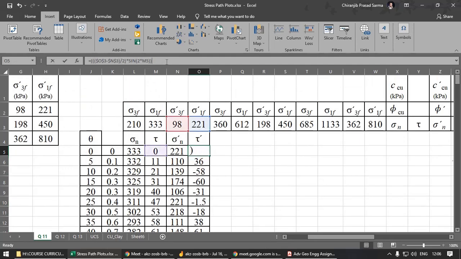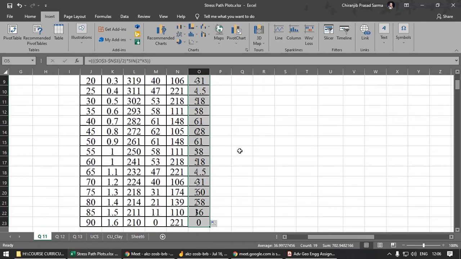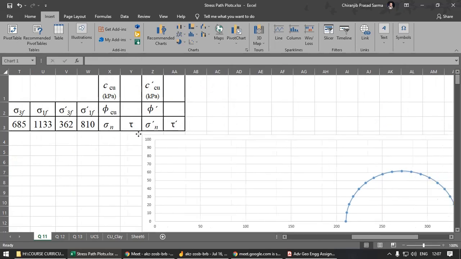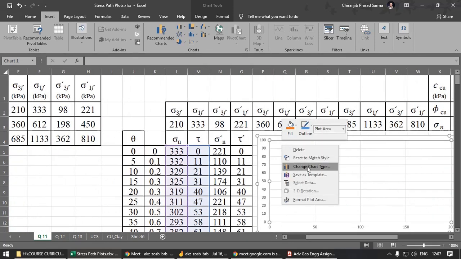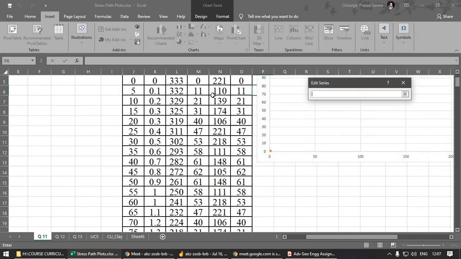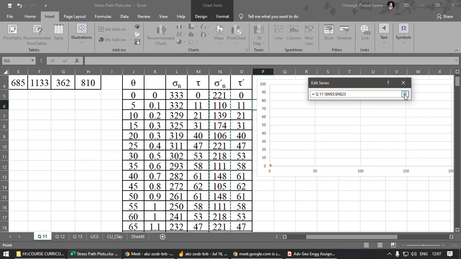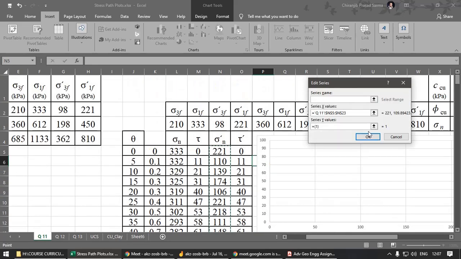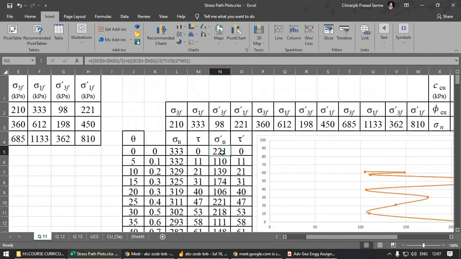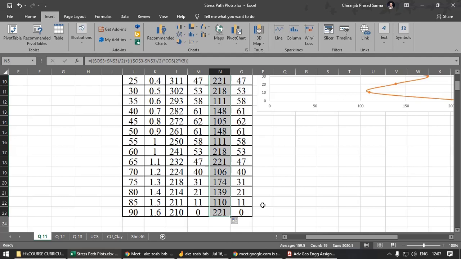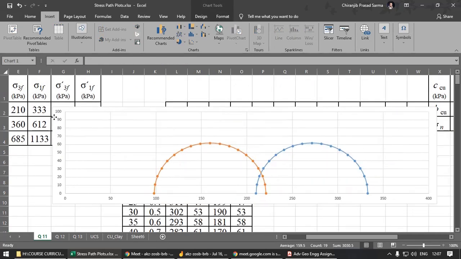Okay, sorry, what mistake I made. This came here, so it should be here. Now again let us plot this Mohr circle. So select data, add. X will be this one, Y is this one. Some mistake I made. I have not changed the angle here. So I change it to K5 here and enter, and I pull it down and I get the Mohr circle automatically. So you can see the difference. This is the total stress Mohr circle and this is the effective stress Mohr circle.